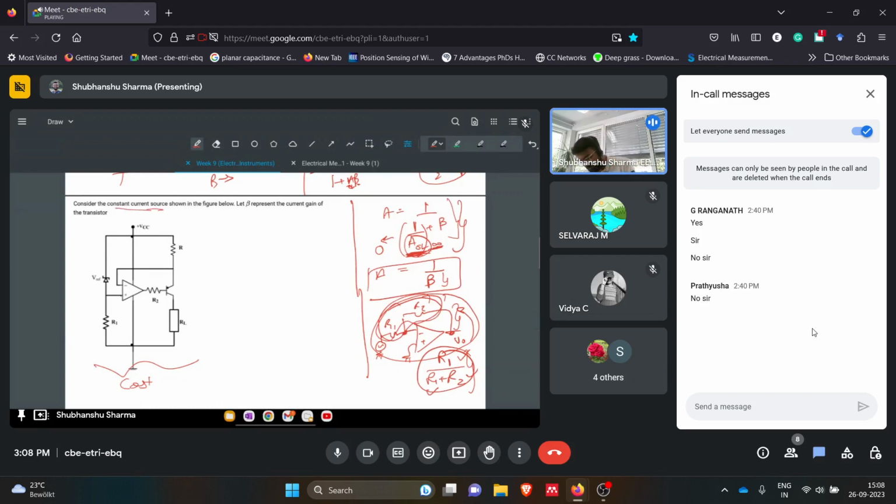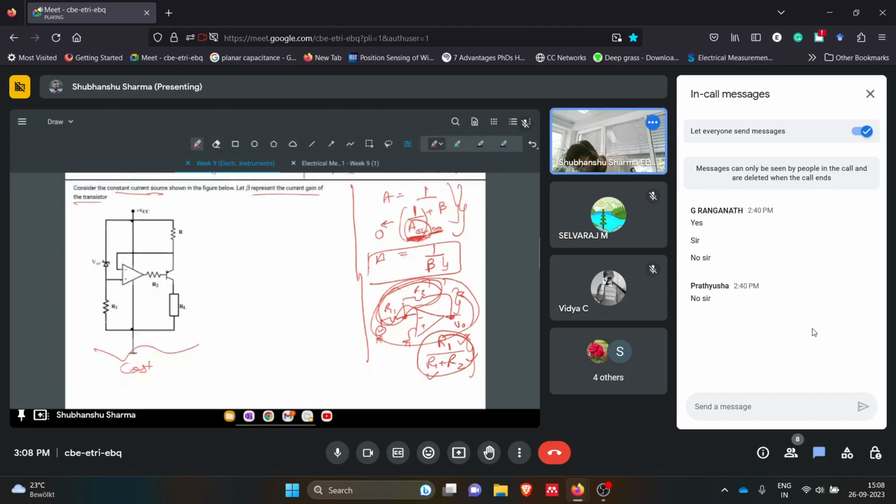So this is what a constant current source looks like. They are saying that beta represents the current gain of the transistor. I'll write the question. They were asking for the expression of this current IC. It will be in terms of beta, V reference, and obviously this R.